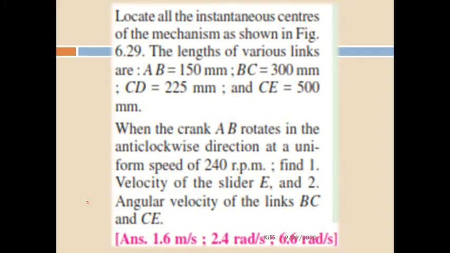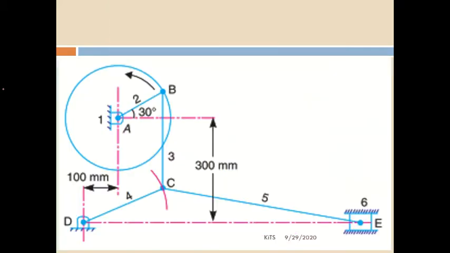I will start the problem. First of all I will read the question, later I will show you the space diagram, then we will draw the instantaneous center using that method. Let me read the question first. Locate all the instantaneous centers of the mechanism shown in the figure. Okay, this is the figure for this mechanism.